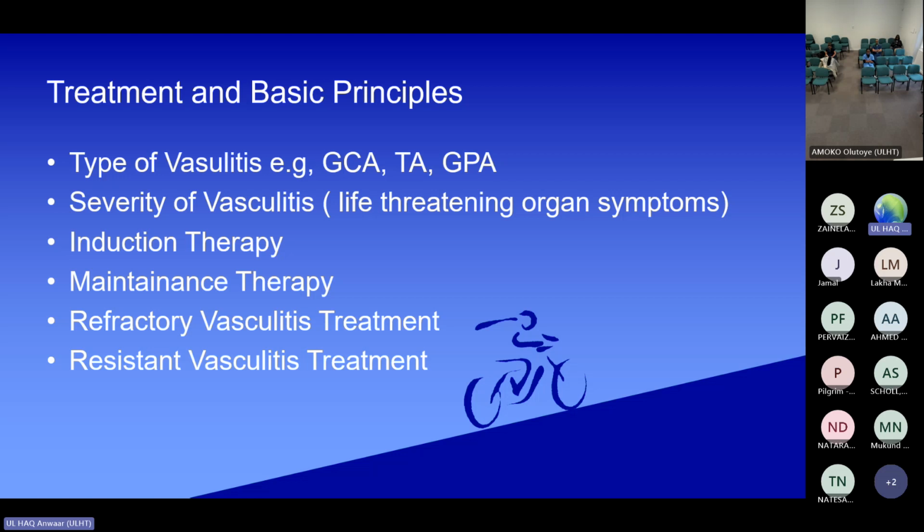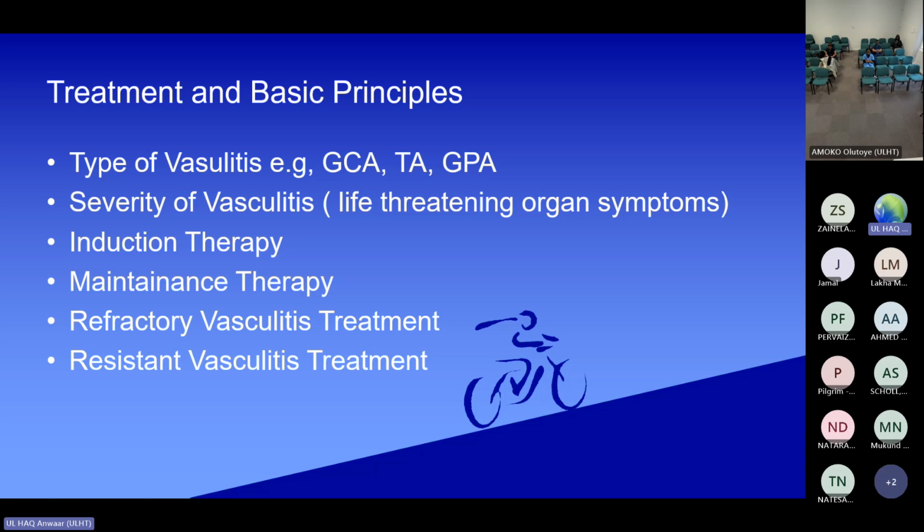Initially, induction of remission. When the patient comes with suspicion of vasculitis, and we have ruled out other secondary causes, the initial plan is to induce remission. Induction of remission we normally do with steroids if it is not a life-threatening organ involvement. But if it is a life-threatening organ involvement, we go with rituximab or cyclophosphamide. Methylprednisolone can also be used, or sometimes we use plasma exchange.